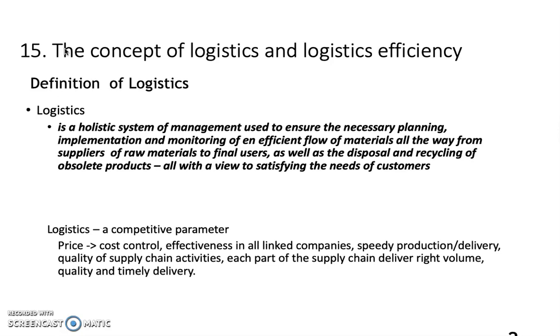Price equals cost control, effectiveness in linked companies, speedy production, delivery, quality of supply chain activities. Each part of the supply chain delivers the right volume, quality, and timely delivery. So, of course, you want it at the right price, but you also want the right quantity, the right delivery, and also delivered at the right time.